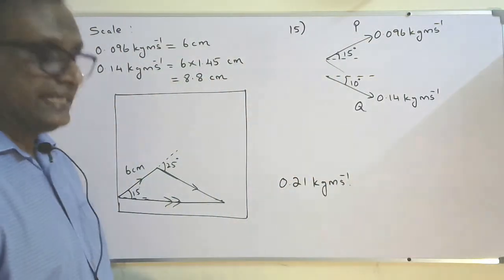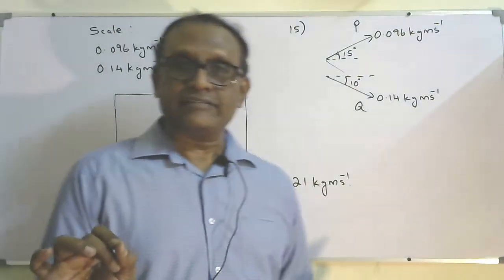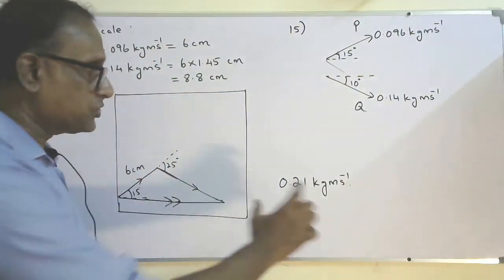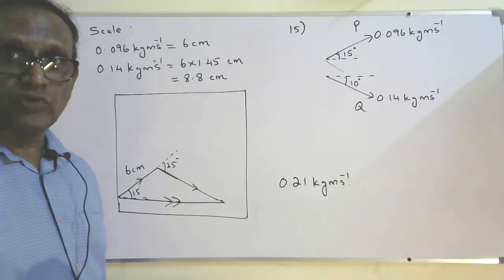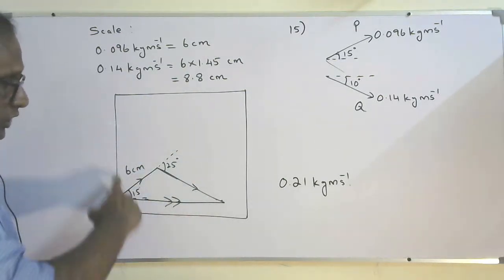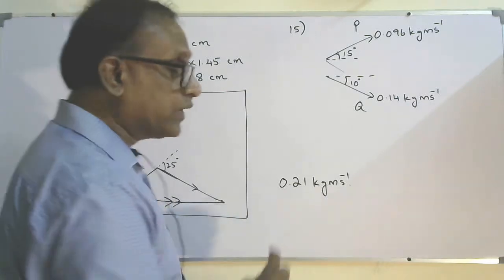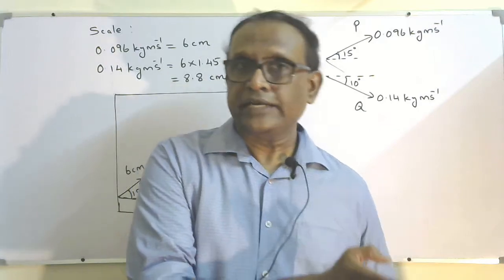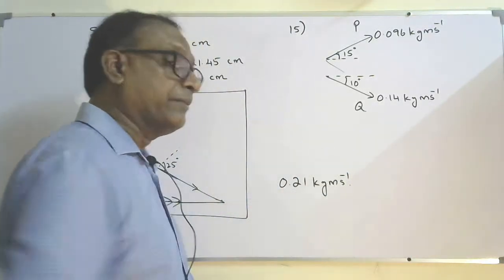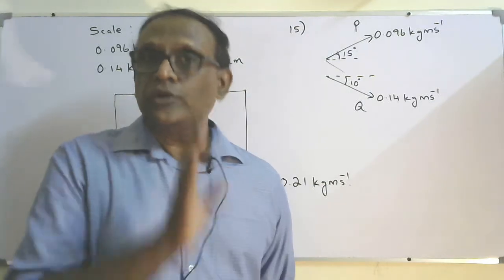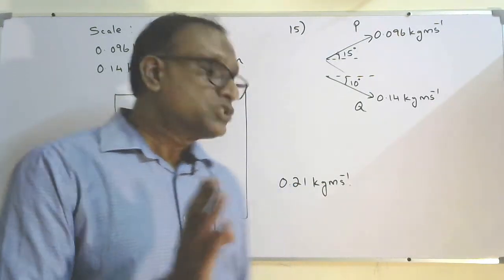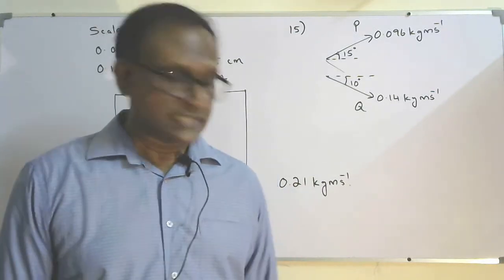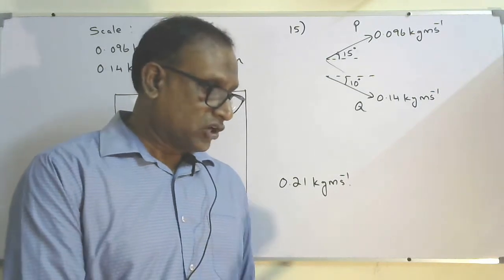So you can see that initially the sphere Q is at rest, and sphere P is moving. So the initial total momentum is also the same. According to the law of conservation of momentum, we found the final total momentum, that is 0.21 kilogram meter per second. So the initial total momentum is also 0.21 kilogram meter per second, but initially Q is at rest, so it has no momentum. So the momentum of P is also the same, 0.21 kilogram meter per second. They ask you to find the initial velocity of P.